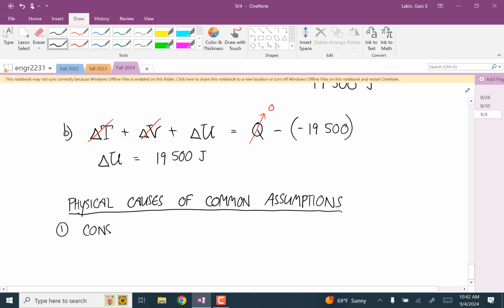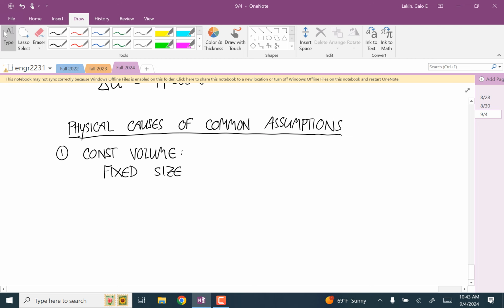Constant volume just means that the gas is enclosed in a fixed size container, or if it's a piston and cylinder, the piston isn't allowed to move. This is called isochoric. You'll sometimes see it given that way.